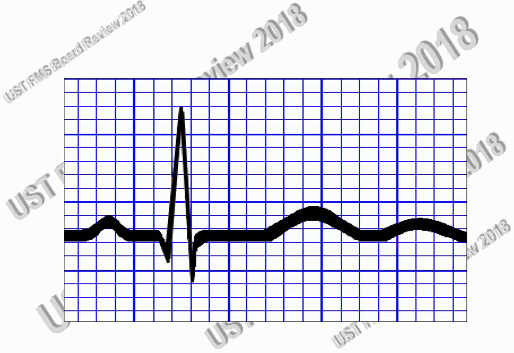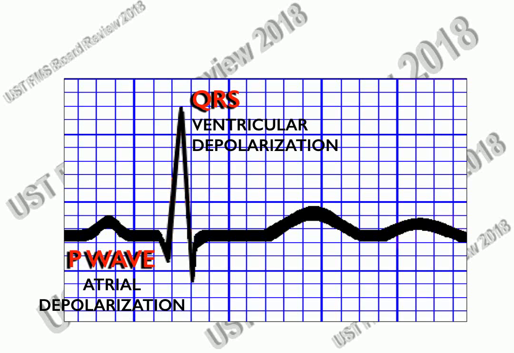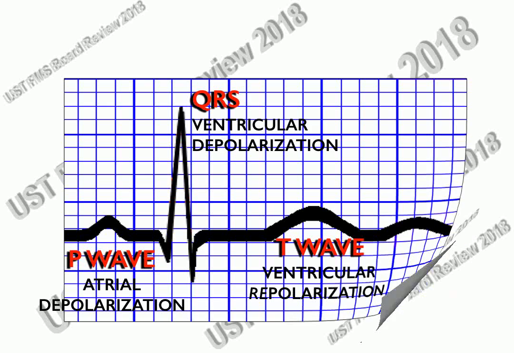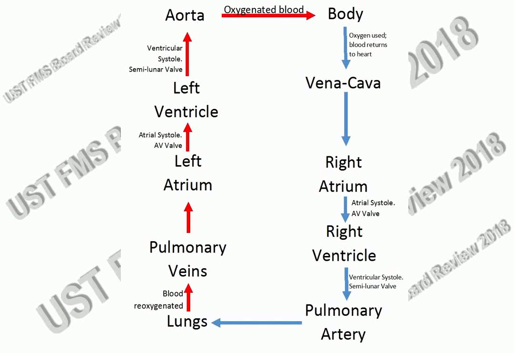So just a review of your ECG waveforms. The P wave reflects atrial depolarization. The QRS reflects ventricular depolarization, while the T wave reflects ventricular repolarization. A brief review of your circulation.